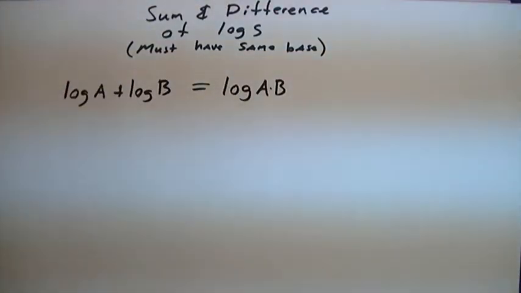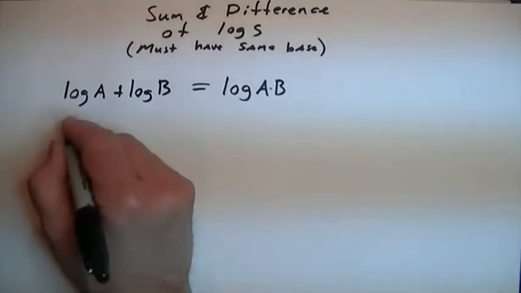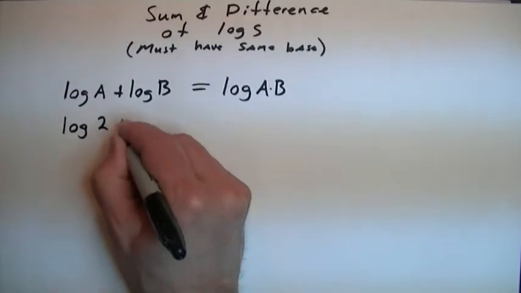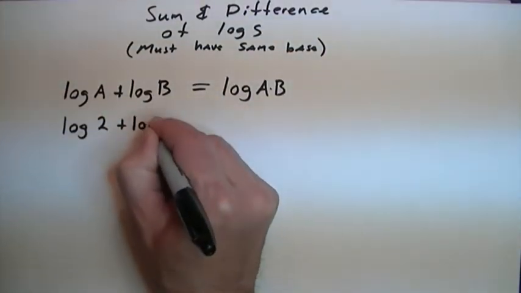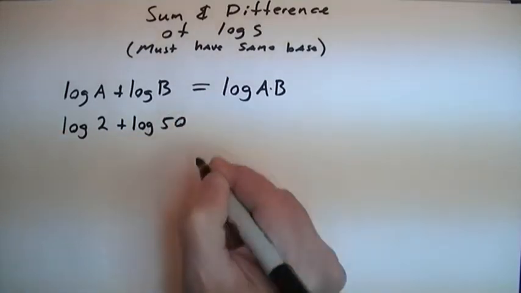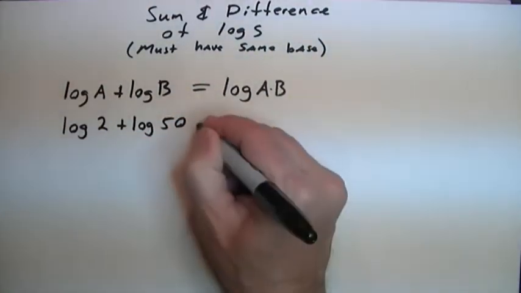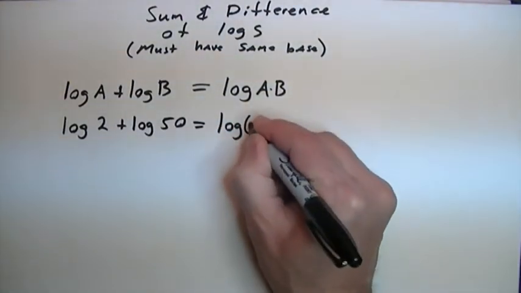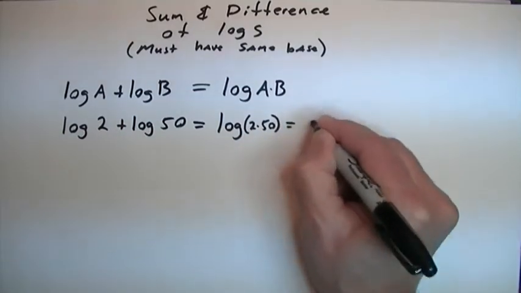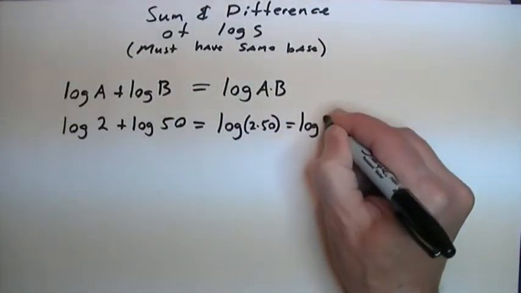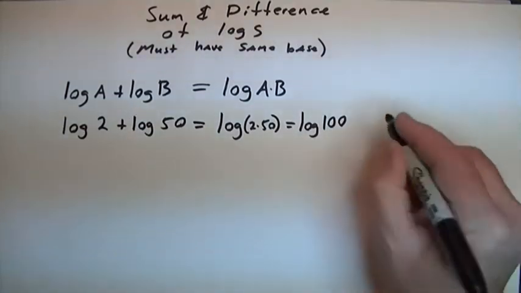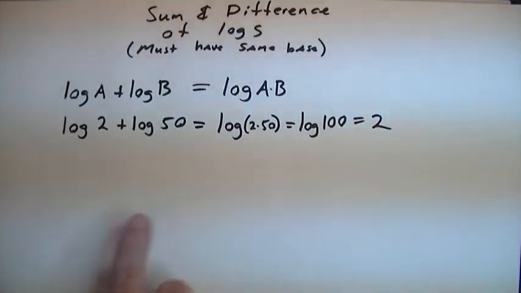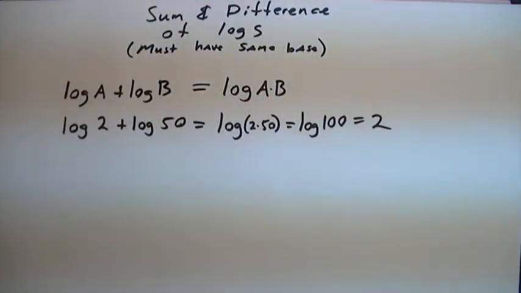Okay, so let's say I have log base 10 of 2, and I want to add, say, the log base 10 of 50. Well, I can combine those two logs as the log base 10 of 2 times 50, which is just the log base 10 of 100, which you can now do in your head. You know that's just 2. Okay, so being able to combine those logs, sometimes you can just solve an equation really quick.